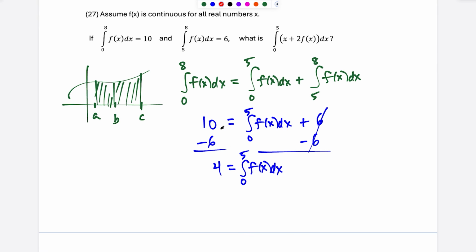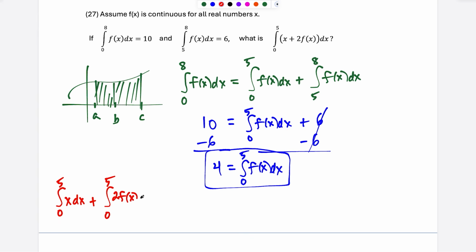So now we're going to use this to answer the question. I'm just going to box this off because this is going to be a very important piece. So now what I could do with this integral is I could say the integral from 0 to 5 of x dx, and now plus the integral from 0 to 5 of 2 times f of x dx. Okay, so there is another property for integrals.